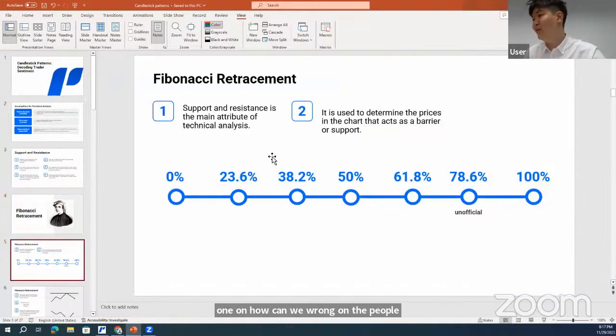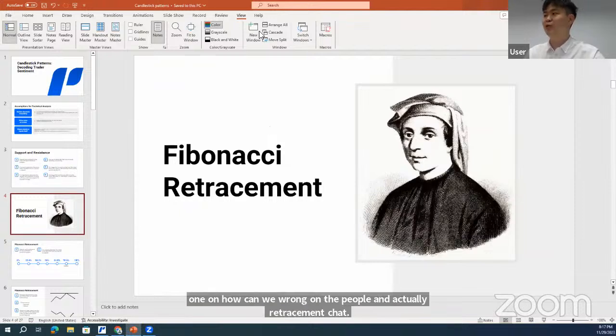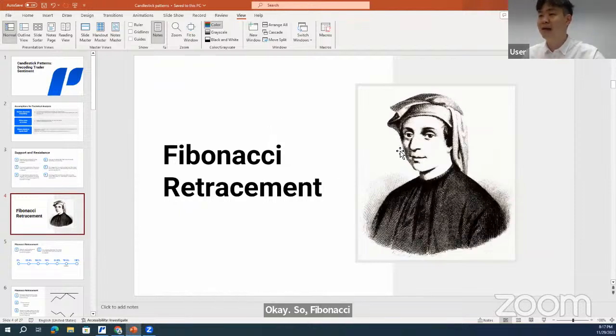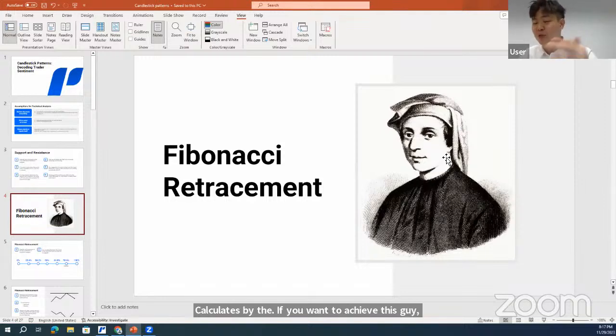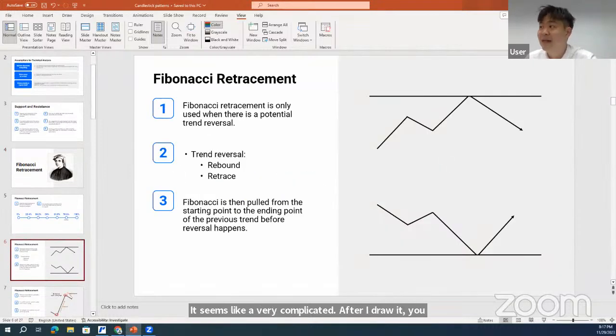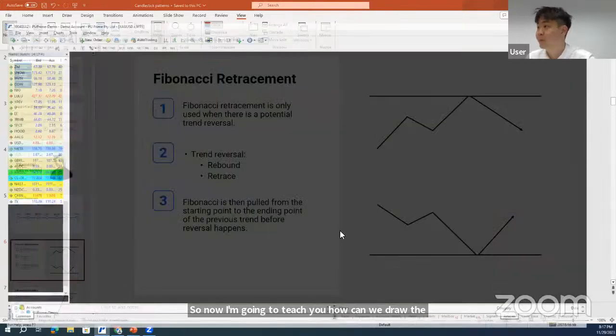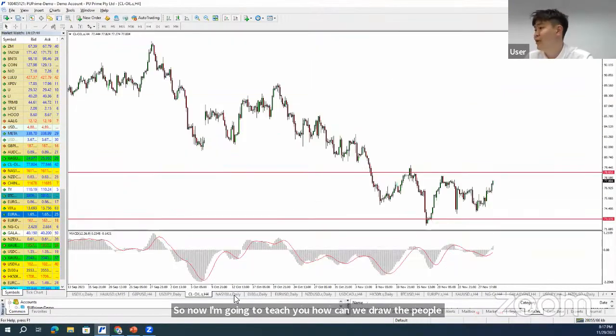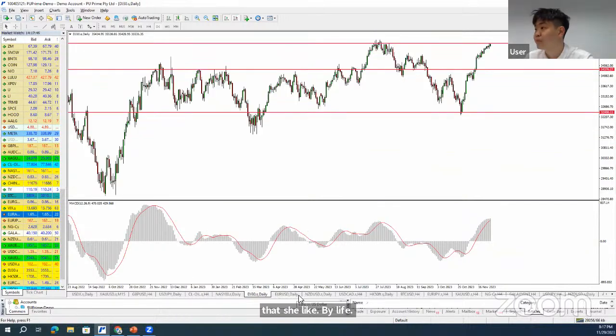Fibonacci retracement is a calculation method based on Fibonacci, this guy. You calculate the historical price movement and then use it to identify the potential support and resistance levels. It seems very complicated, but after I draw it, you will have a brief understanding of it. So now I'm going to teach you how to draw the Fibonacci lines live. Let me find a Fibonacci example that we can show you.